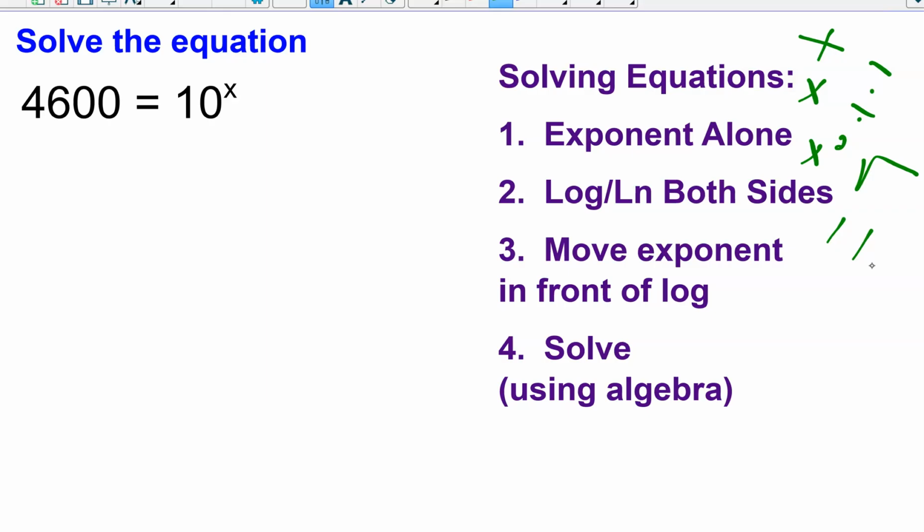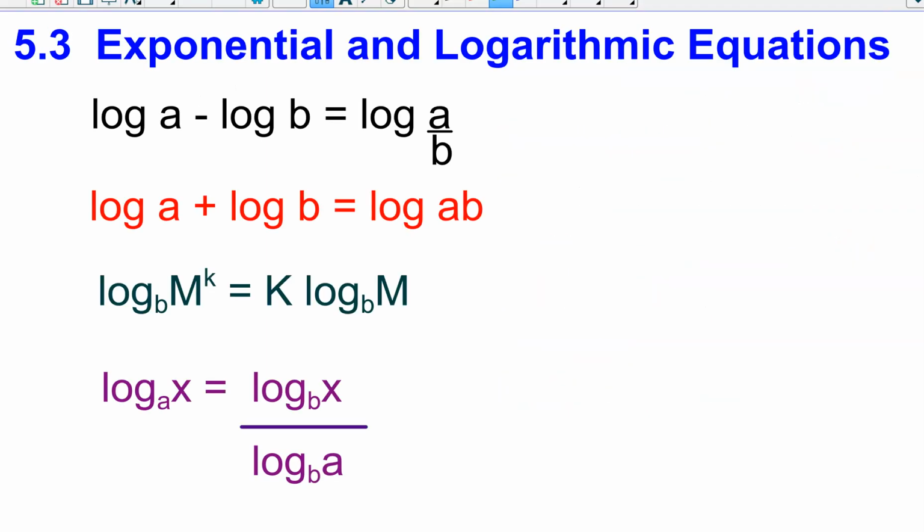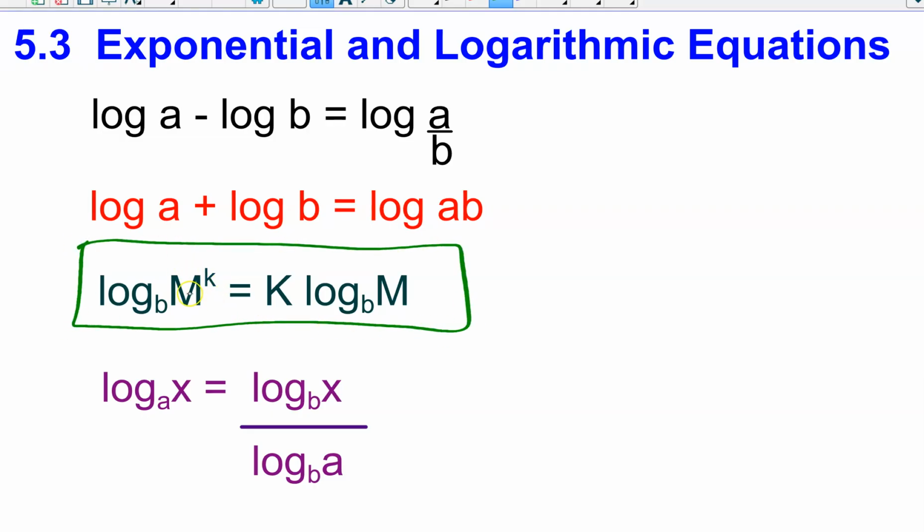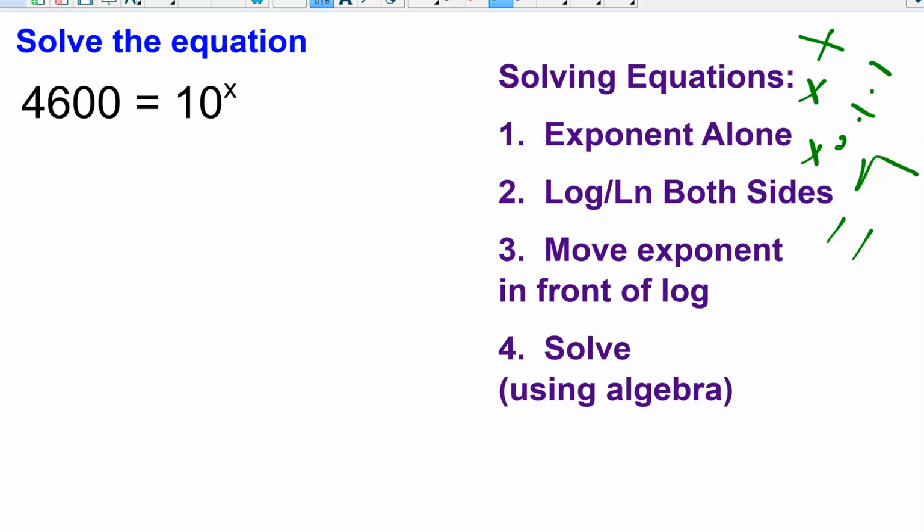And whatever you do to one side, you have to do to the other. And that will come into practice, which would be this one right here. If it was just m to the k, you have to have a log in front of it in order to bring that down into the front. So on this first equation here, first thing we're going to do is log both sides. Whatever we do to one side, we do to the other.